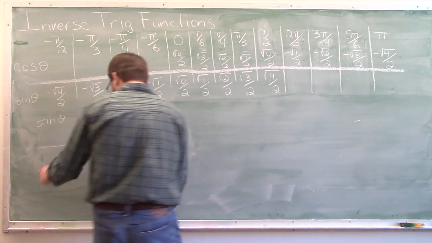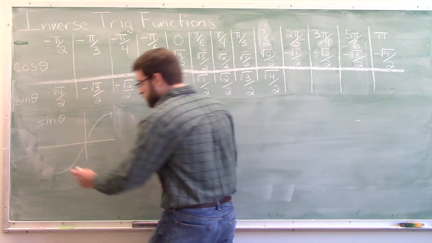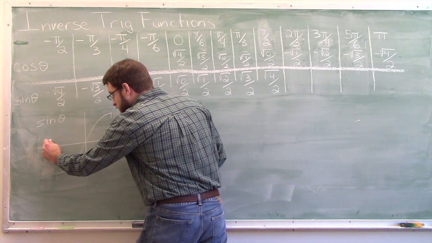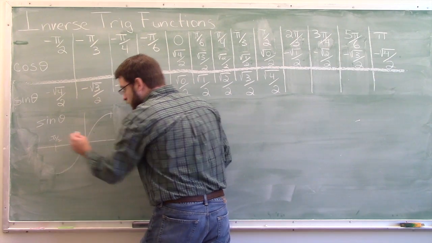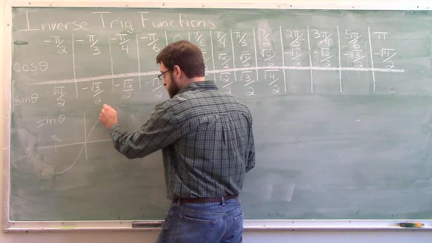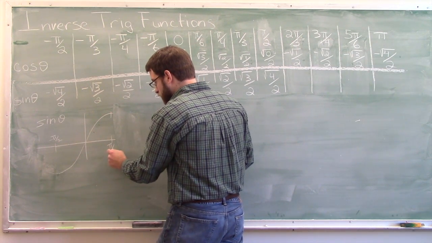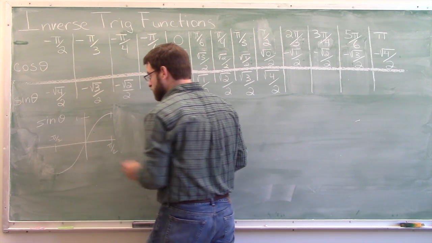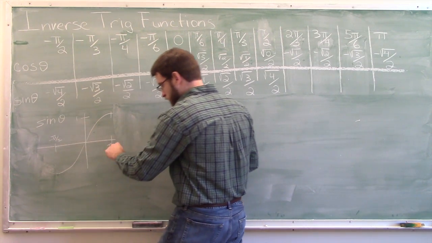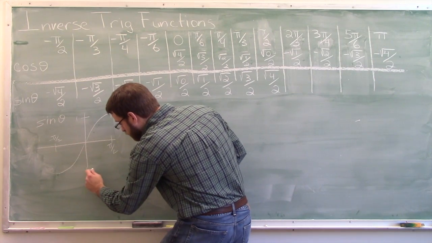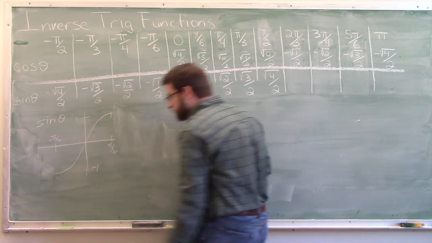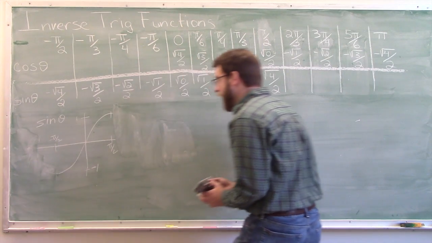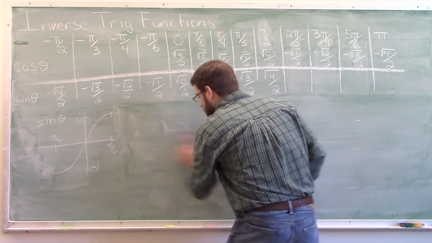That leaves us with this portion of the curve, and it turns out that this is going to go from negative 90 degrees, or negative pi over 2, and this is positive pi over 2. The output values for sine at those locations are positive 1 at pi over 2, and then down here we're at negative 1.